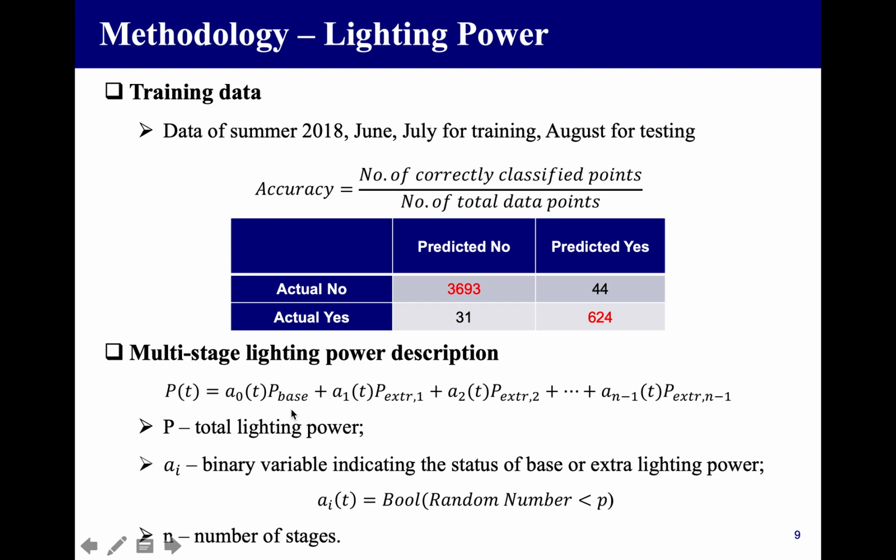And next step, for lighting power description, we used a method called multi-stage lighting power description, which means we divided the lighting power into n stages, and it consists of a base part and some extra lighting parts, and P is the total lighting power. This AI here is a binary variable generated with a random number generator. It indicates the status of the base power or extra lighting power.